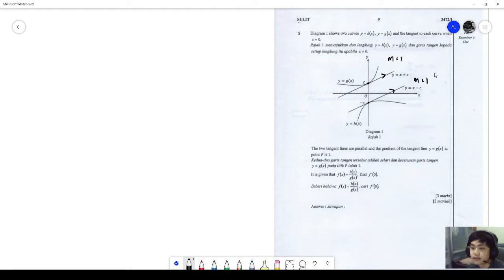Okay, so it is given that f(x) equals h(x) over g(x). Find f'(0). So they ask us to find f'(0). Before that, we should find out what f'(x) is first. So we know that f(x) equals h(x) over g(x). So f'(x) means I'm actually differentiating the equation.